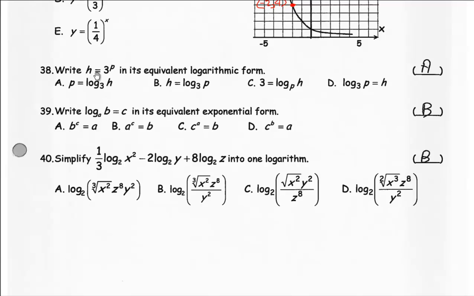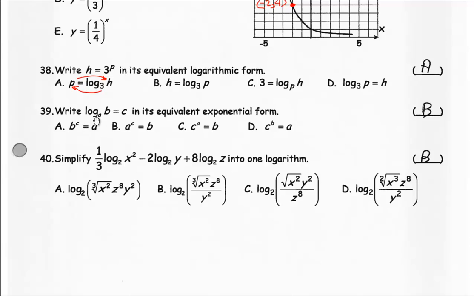For number 38, it says write h equals 3 to the p in its equivalent logarithmic form. And the logarithmic form says the exponent, which is the p in this case, would equal the logarithm of h, base 3. If I want to check the log form and see which one of these is equivalent to this exponential form, I always do it like this. The base here, raised to the power of p, should equal that, which is exactly what h equals 3 to the p says. 3 raised to the power of p is equal to h. So that's why A is the correct answer for 38.